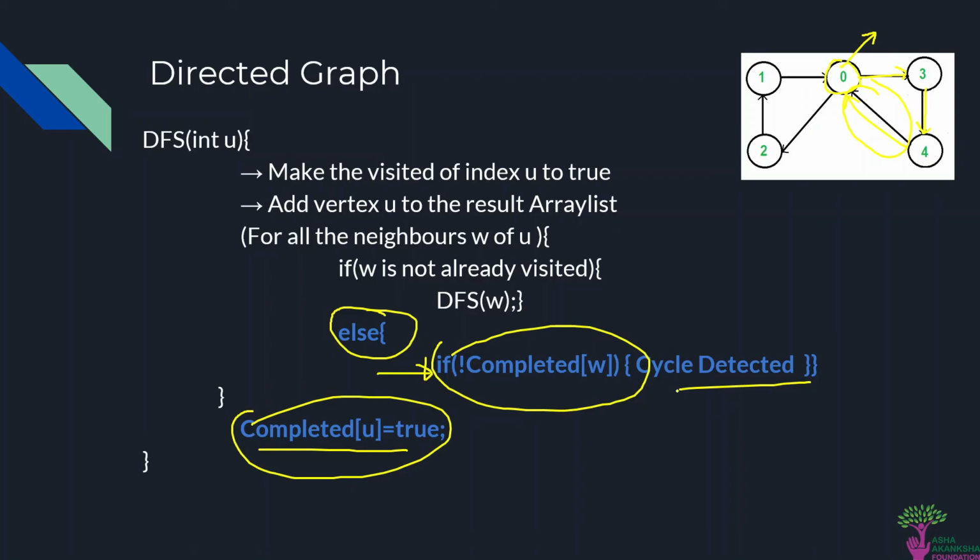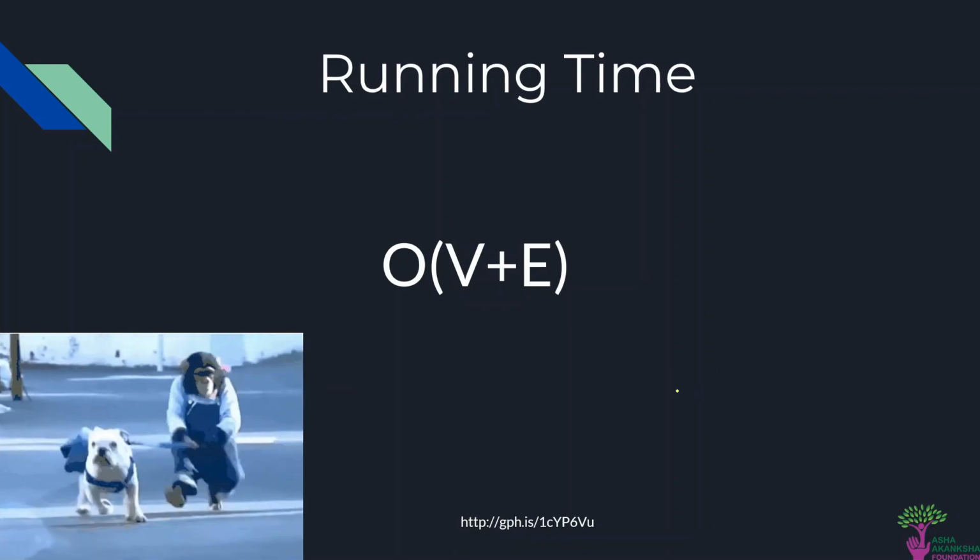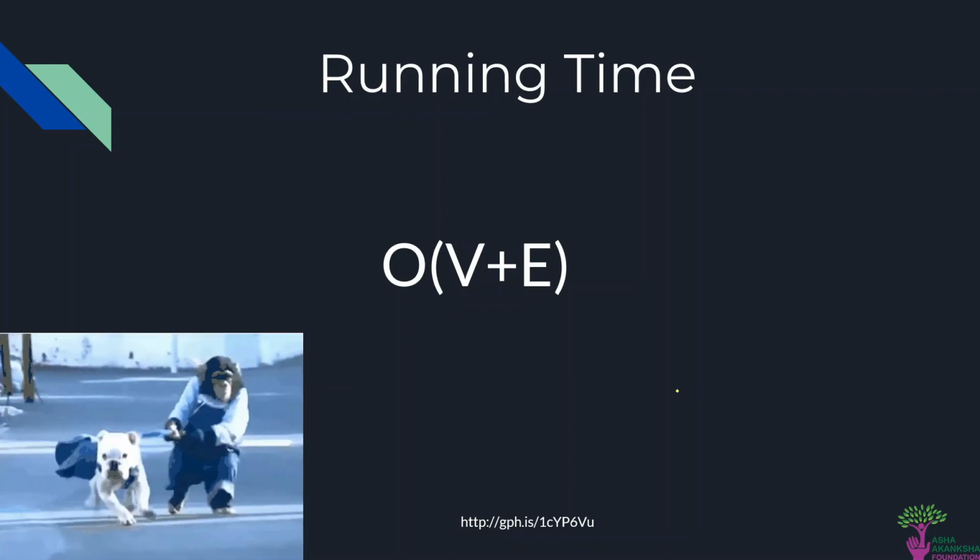Let us move on to its running time. The running time will be the same as that of the DFS function, as the completed array in the case of a directed graph and the parent array in the case of an undirected graph both of them will take constant time, and its running time will be the same as that of DFS.